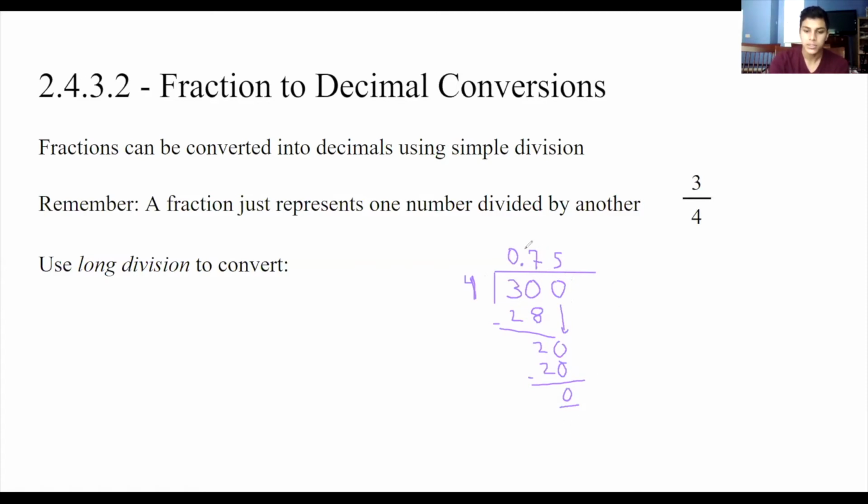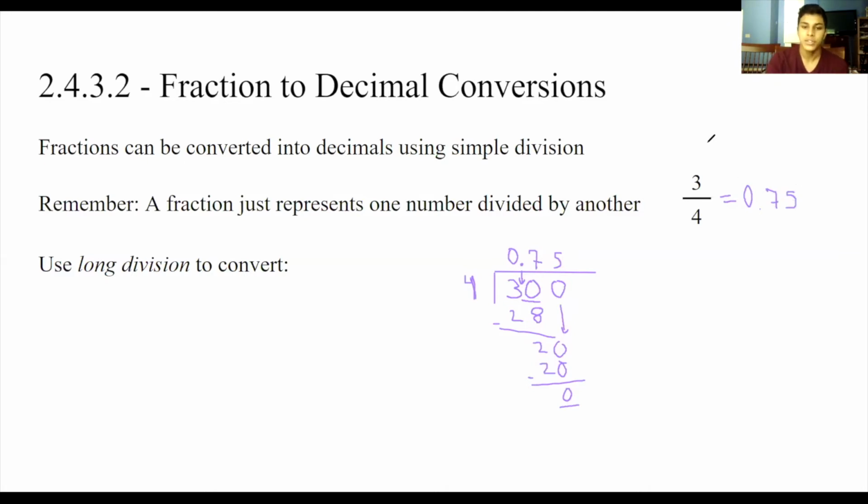So my answer then would be 0.75, because remember, I added this decimal point when I started adding zeros right here. So since I got 7 and then added another 0, brought it down, divided 20 by 4, and I had 5, then my answer, 3 divided by 4, is 0.75. And then what that really means is 3/4, my fraction, equals 0.75 when it's converted into decimal form.